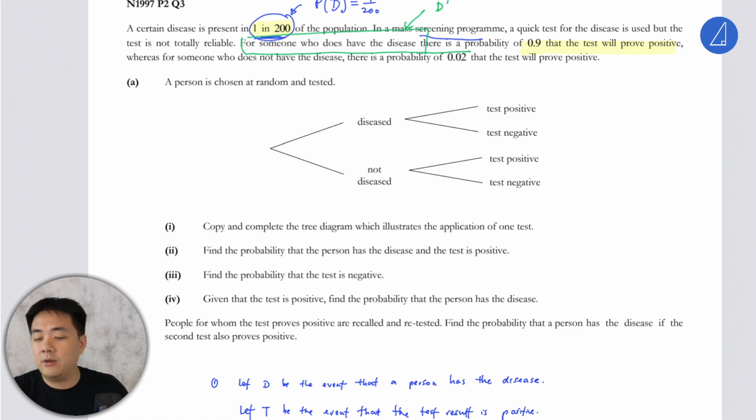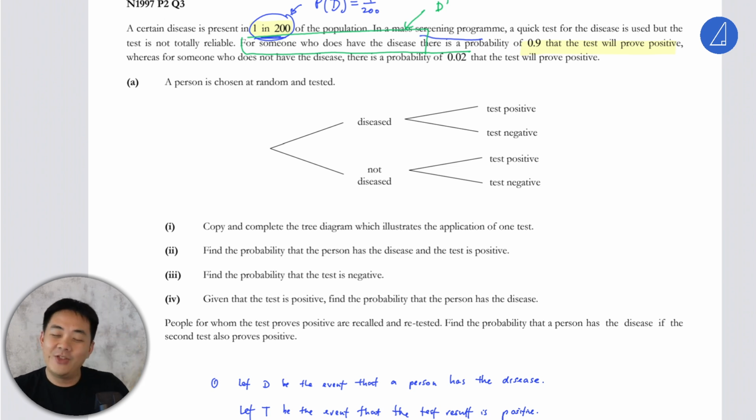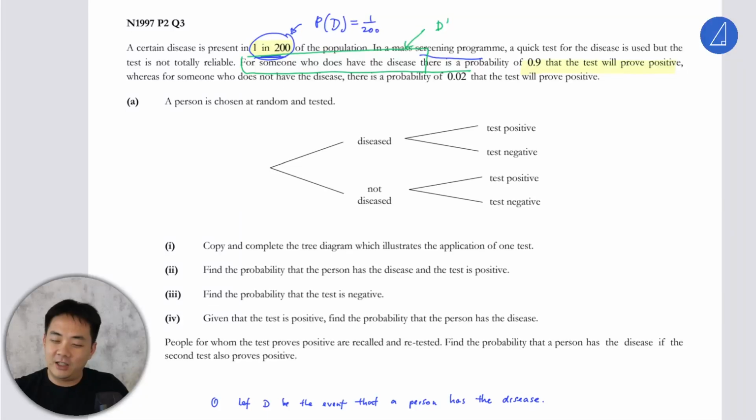Well, this test is lousy, man. If you do not have a disease, you get prescribed the wrong medicine. You have a 90% chance of being diagnosed positive. No, this is not a test, bro. This is a scam. This is the kind of scam where they sell you drugs and get you to pay more money. You don't want that to happen.